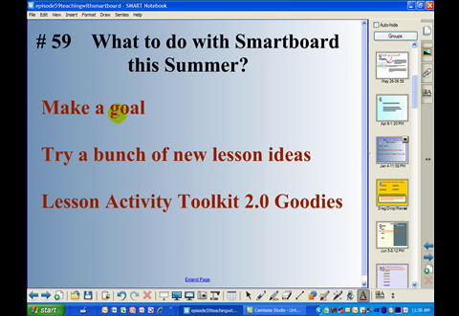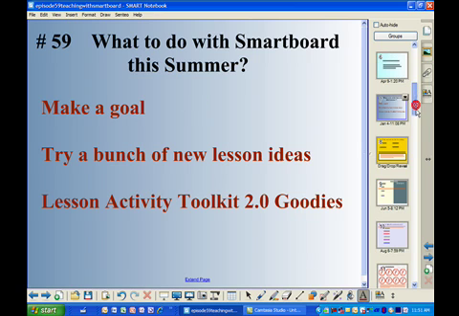Always make a goal for yourself. And try a bunch of new lesson ideas this summer. Very important to do that. You've got to try it. And then Lesson Activity Toolkit goodies. Make a goal for yourself to try some type of lesson.